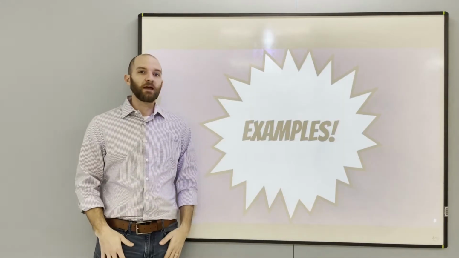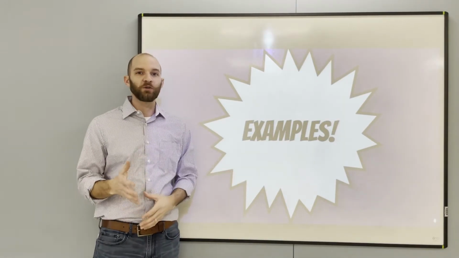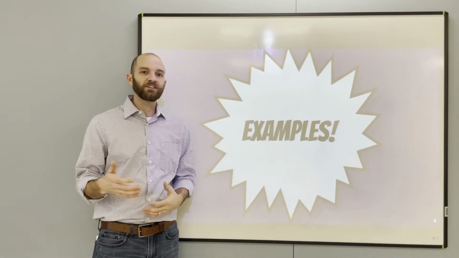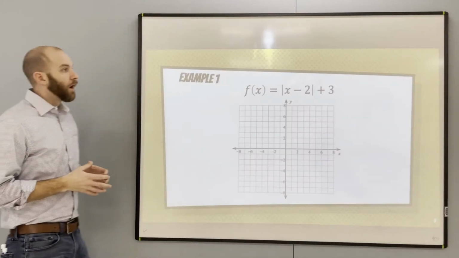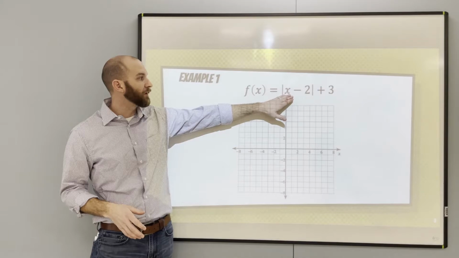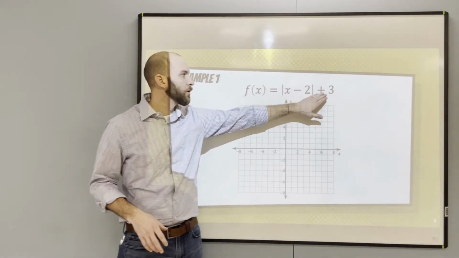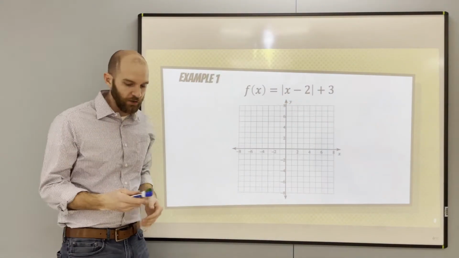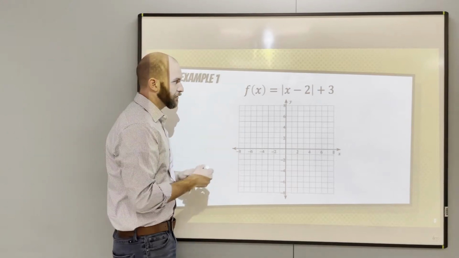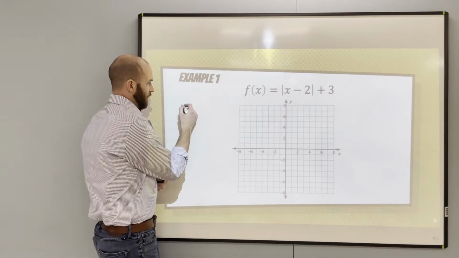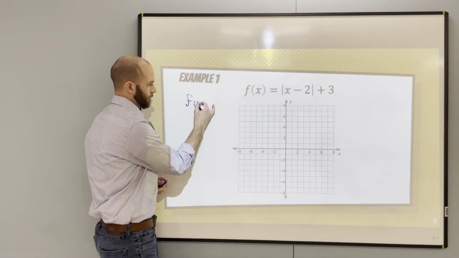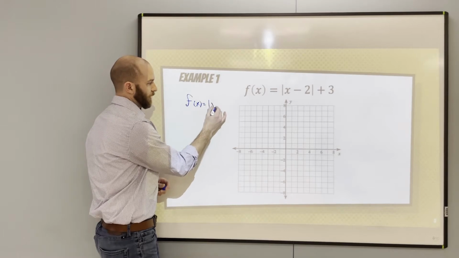We're going to look at a couple examples together. These are the examples that are on your note-taking guide, so be sure to reference it as we're working these out. Our first example is the absolute value of x minus 2 plus 3. Now I'm going to use two colors on my graph here. The original function, the parent function, is just f of x equals absolute value of x.